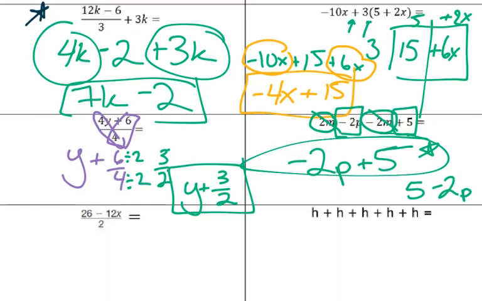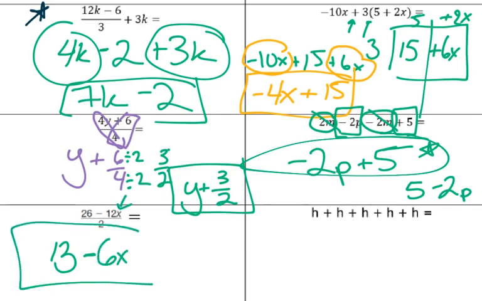Two more. 26 divided by 2 is 13. Negative 12 divided by 2 is negative 6. Don't forget that x. Your answer here should be 13 minus 6x.